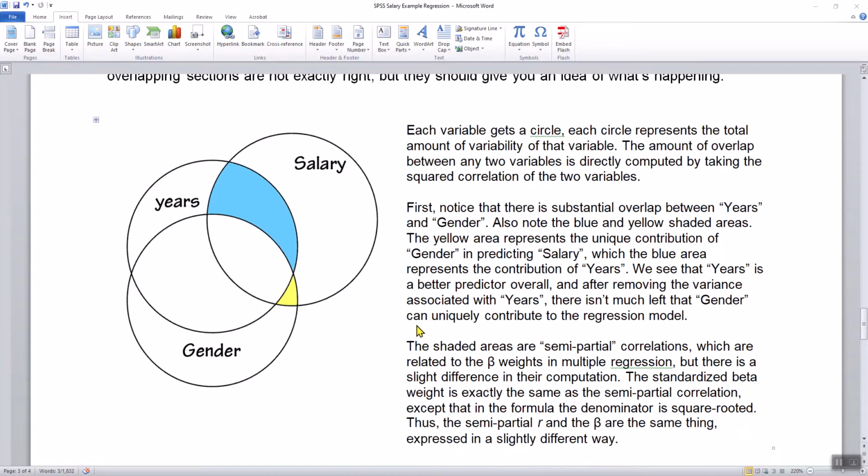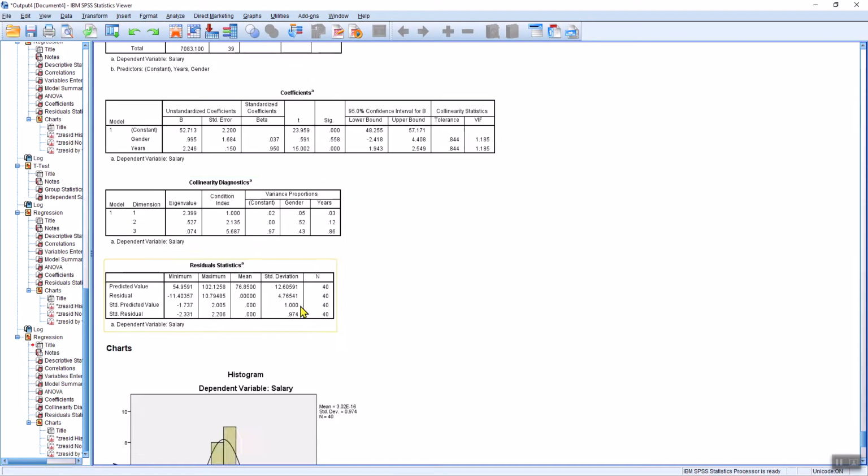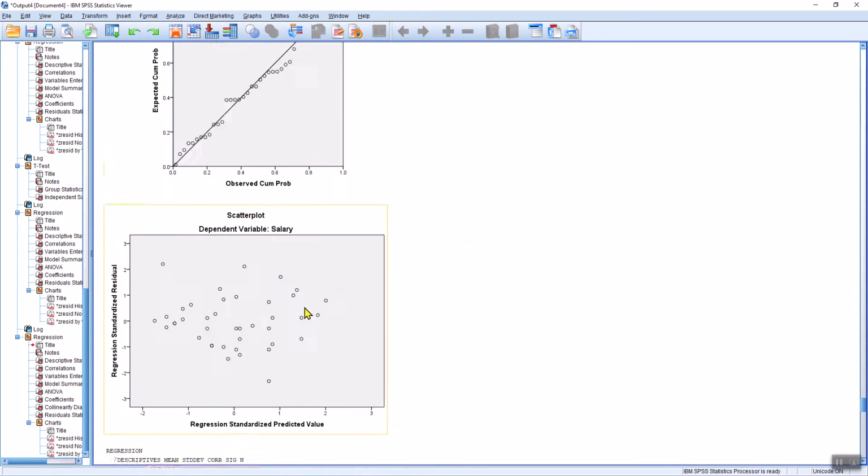The shaded regions are the semi-partial correlations. I've described for you the partial correlation. Semi-partial correlation is a little bit different. I'm not going to go into that now. But one thing to know is that the semi-partial correlation is very close to the nature of the standardized beta weights in multiple regression. So if you go back to the regression equation, let's see, where's the regression equation?